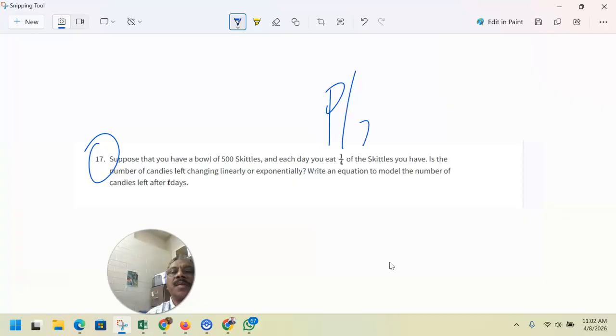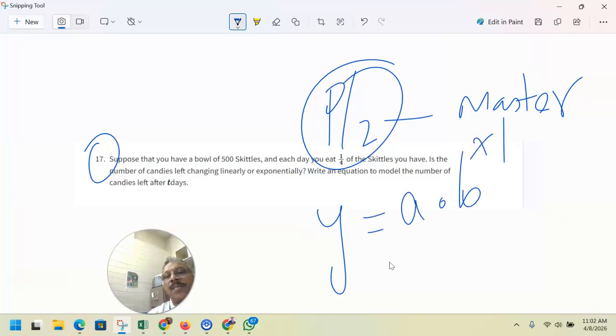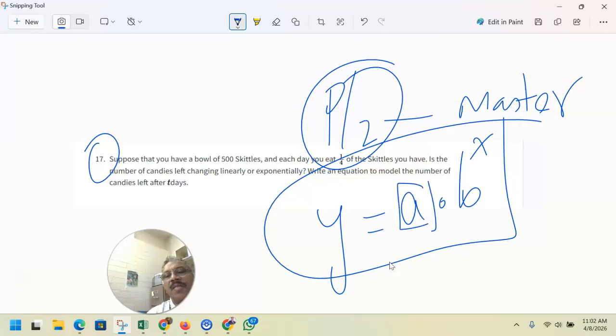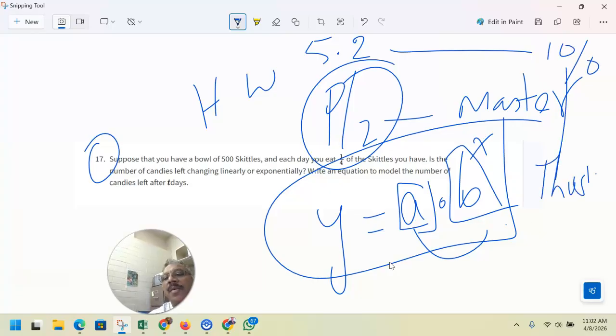Please, I want you to really master this exponential equation, or I call it the exponential function. How each piece works, what does this mean, what does this mean? We've already done so many problems. And see you for the PIMA homework, everybody should get 10 out of 10. So get ready for the Thursday test, exam 2. Exam 2 will be based on what we learned last week.